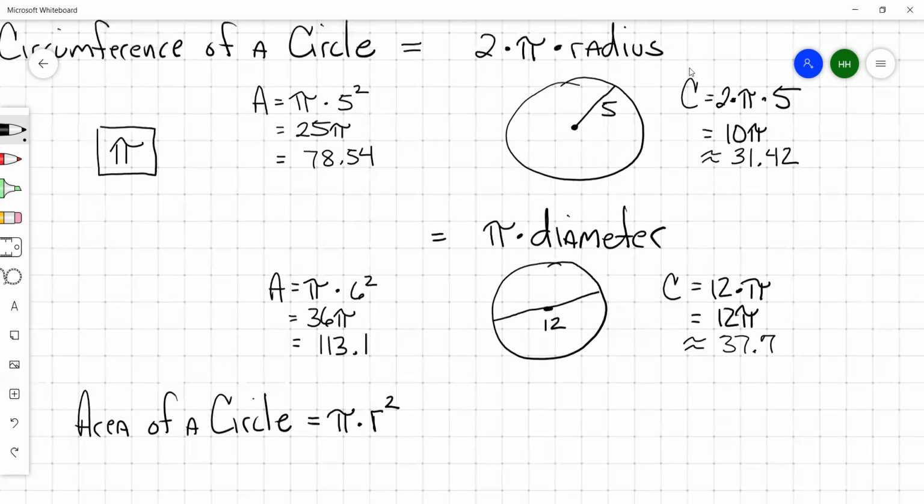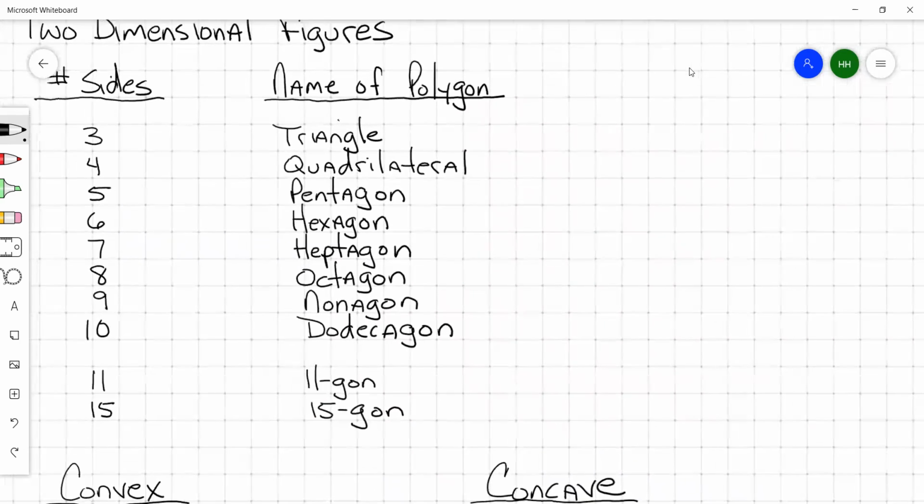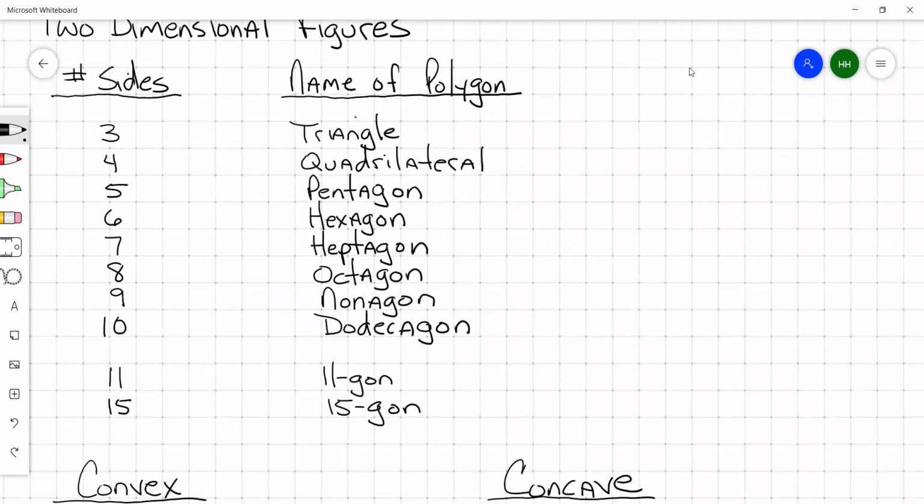All right, and then we're going to go back up here real quick to this chart that we started. Number of sides, name of polygon, and then we're going to put area formula right here. We're only dealing with triangles and quadrilaterals today. So the area of a triangle is equal to 0.5 times the base times the height of the shape.